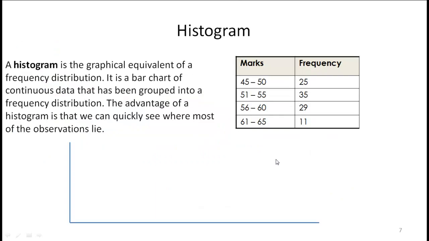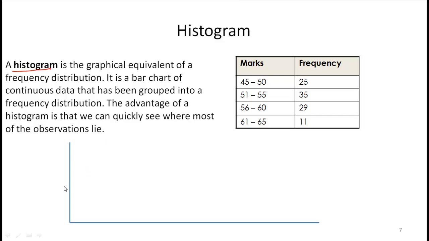Now let's look at some graphical representations. A histogram is the graphical equivalent of a frequency distribution. It is a bar chart of continuous data that has been grouped into a frequency distribution. The advantage of a histogram is that we can quickly see where most of the observations lie.